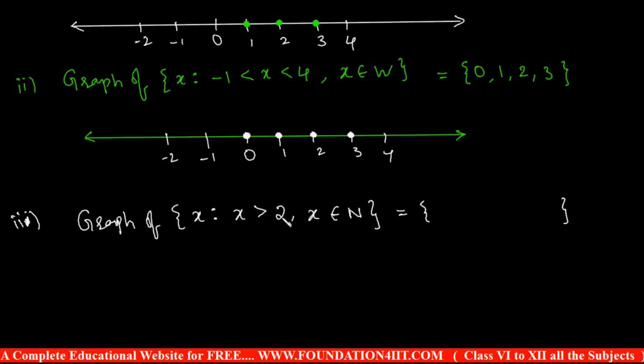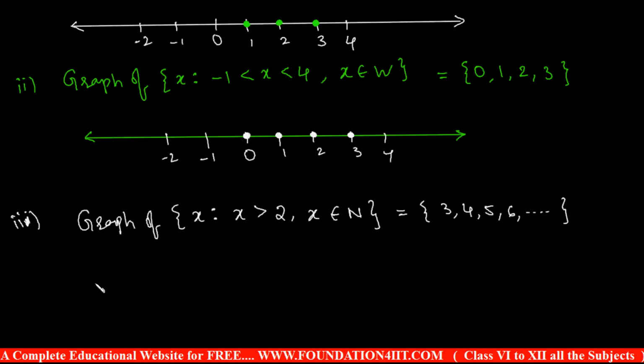X is greater than 2. Greater than 2 means next is 3, 4, 5, continuously. So it's an infinite set, right? We can take 3, 4, 5, 6 and so on. So this is how to represent it on the number line.